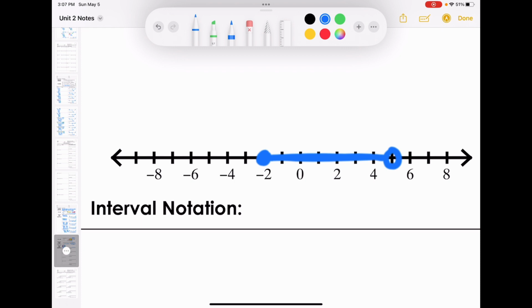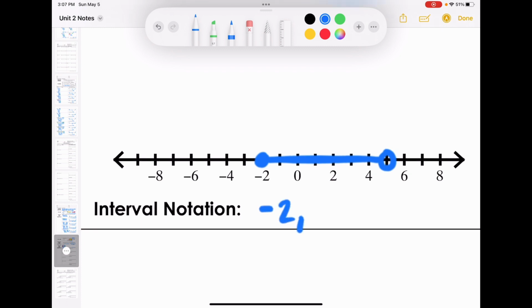So for interval notation, I'm going to have my two endpoints, which is -2 and 5. -2 is going to have a bracket because it's closed, and 5 is going to have a parenthesis because it's open. And that would be our interval notation.